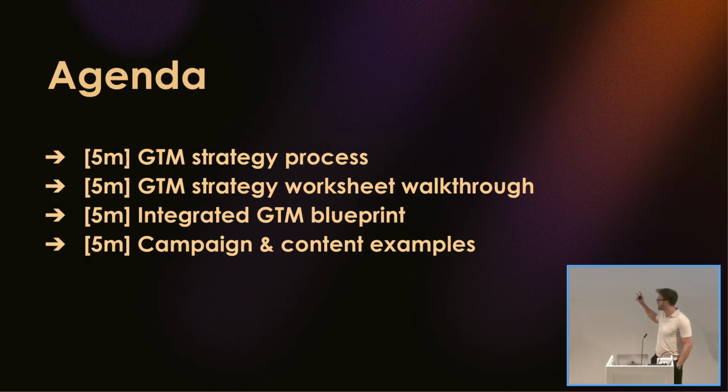So the agenda here: 5-minute segments, 4 in total. Going to start off with the go-to-market strategy process, then a walkthrough of the worksheet that we typically use to bring a go-to-market strategy into practice. Then we're going to look at the blueprint, so how does it visually go from one stage to the next, which technologies do you encounter? And then we're going to wrap up with some concrete examples of campaign and content.